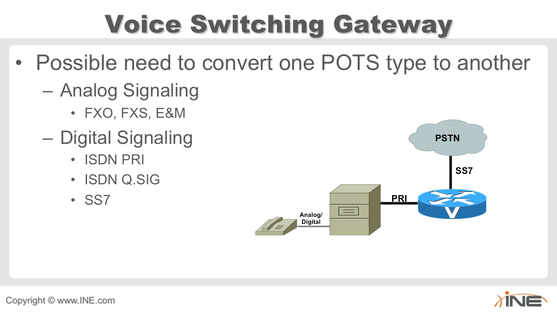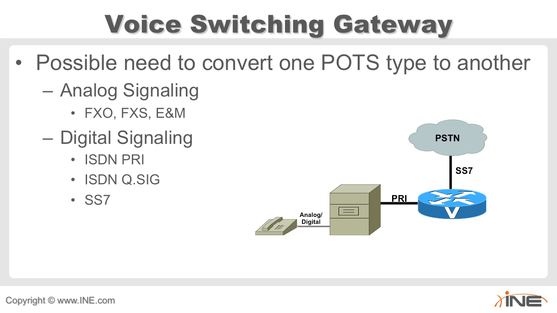So for a voice switching gateway, we possibly need to convert one type of POTS into another. Maybe we have a PRI and we need to convert that to SS7 signaling. Now, SS7 isn't really something that you need to know for the exam, for any of the exams, other than to know maybe that it stands for Signaling System 7. Okay, predecessor to SS6, and that was the predecessor to SS5.